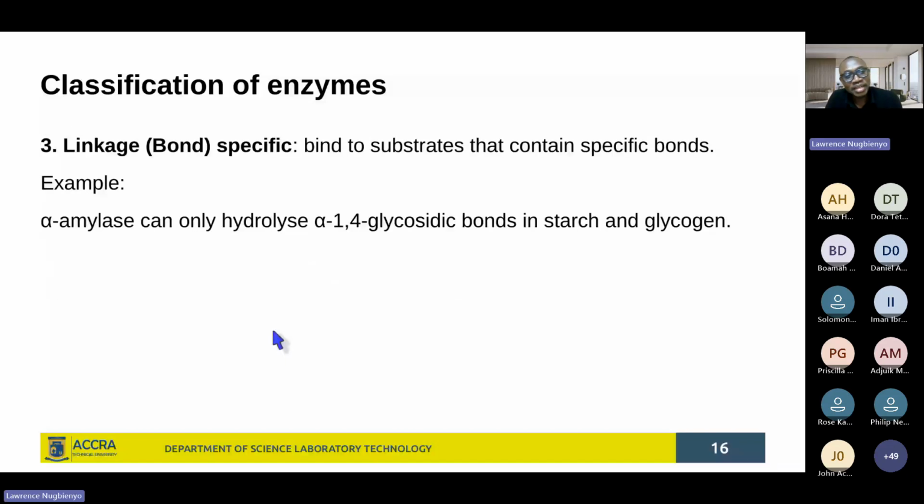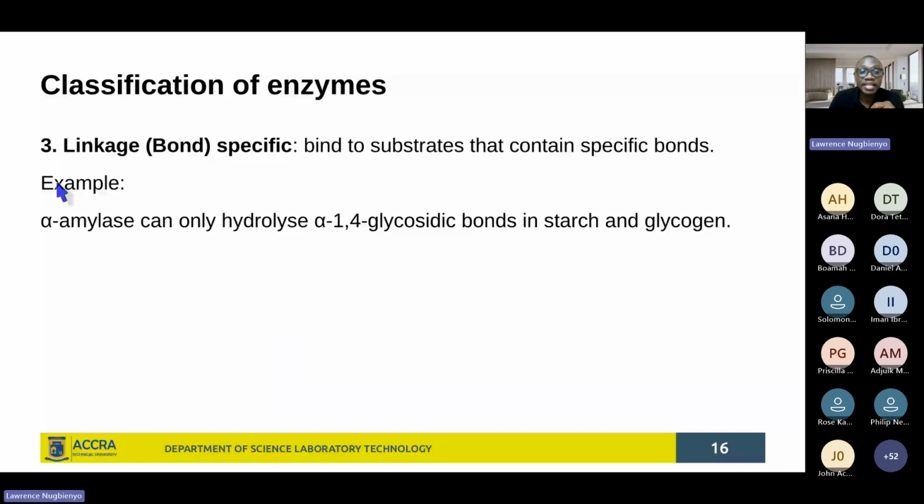All right. Then the last one is enzymes that are acting on specific bonds. So these ones are specific, a particular bond that they will be acting on. And an example is alpha amylase. The salivary amylase that we refer to is an alpha amylase.